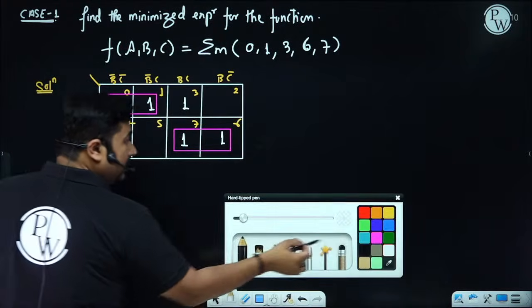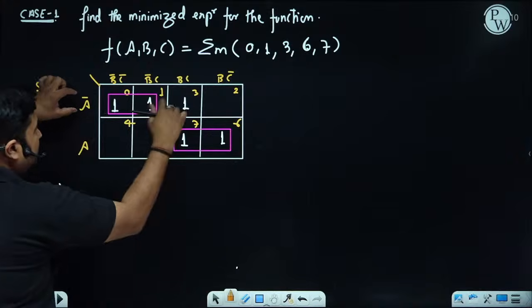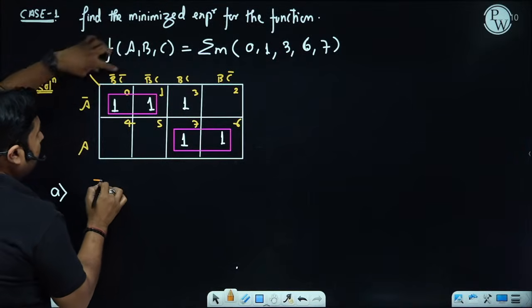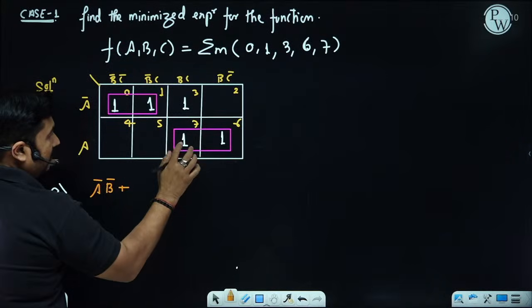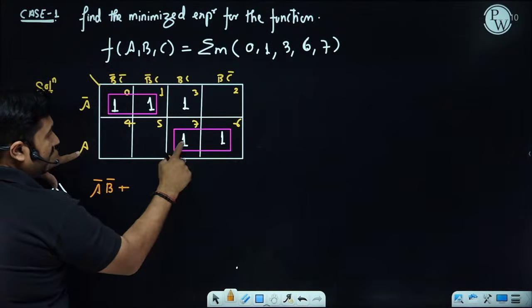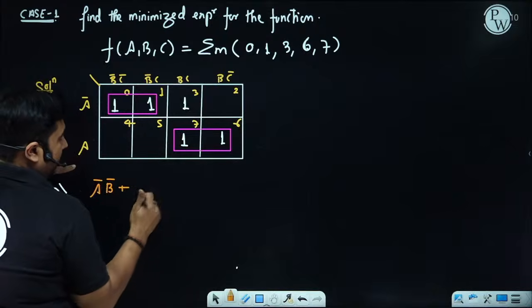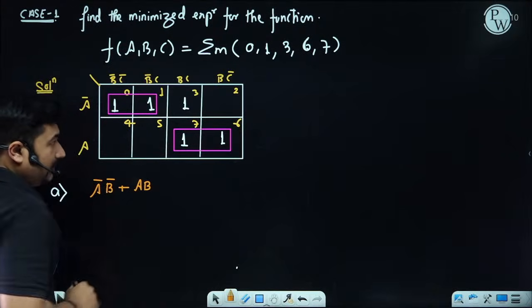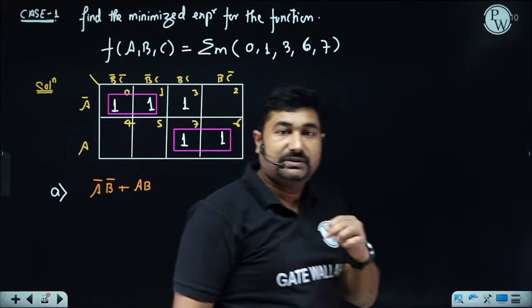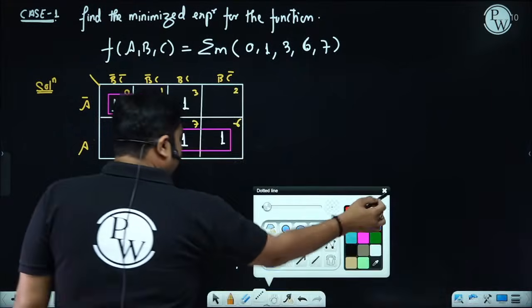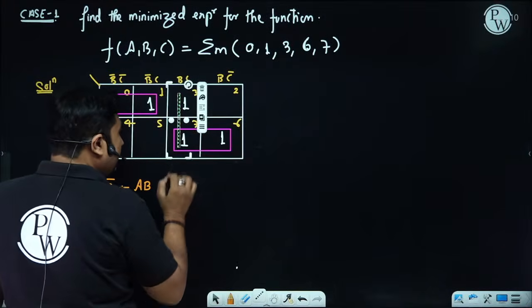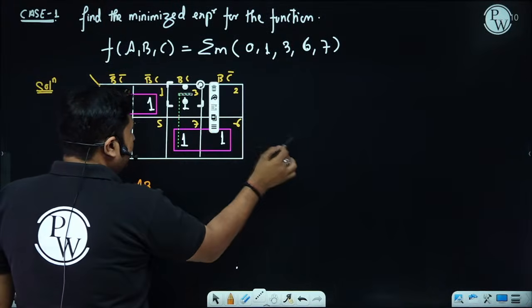Okay, what does it give? Sir, with this pair we will get A bar, and from here we have B bar. Plus, in this pair the minterm will have A, and from here we have B. So AB. Is it okay? Yes, sir. Any other pair possible? Can you please tell me? Someone is saying, sir, one pair is possible, 3 and 7. Okay, let's take the 3 and 7 pair.